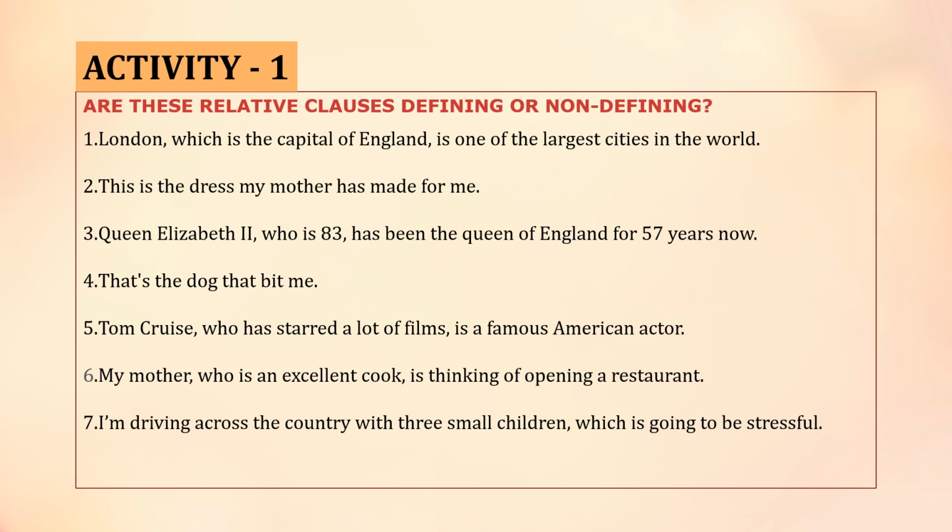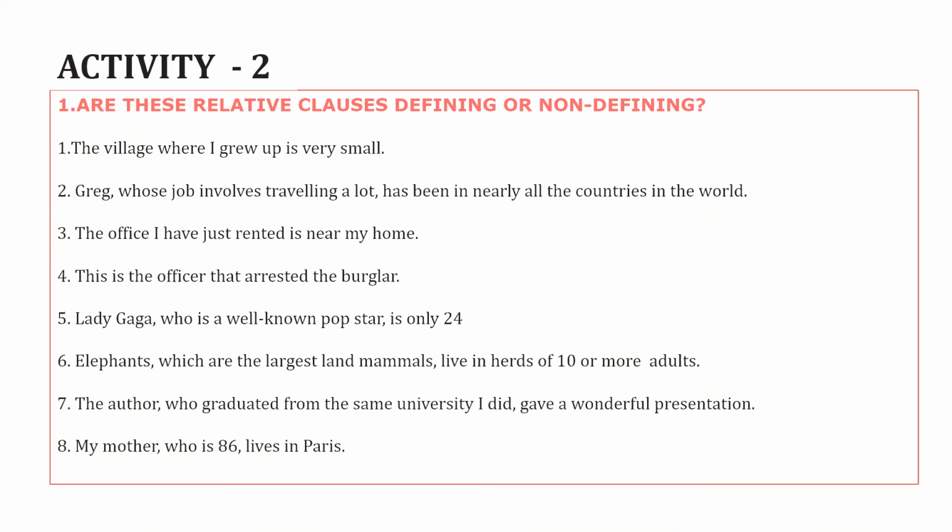Here you have got activity 1 and 2. Read the sentences and identify whether they are defining relative clauses or non-defining relative clauses. Read the sentences carefully and try to find out defining and non-defining relative clauses with their relative pronouns or relative adverbs. There are many such videos where you can easily understand the grammar bits.